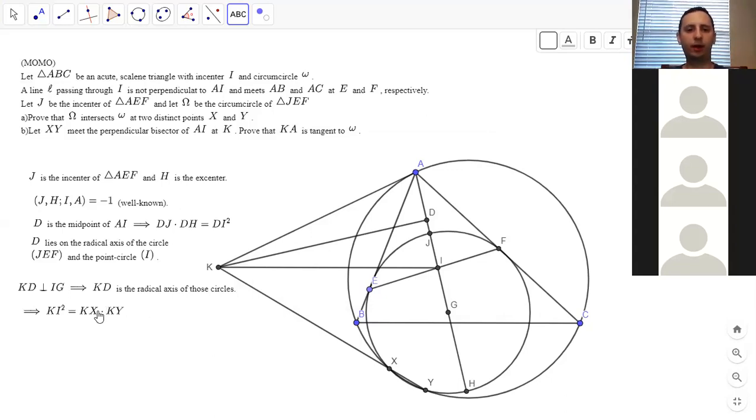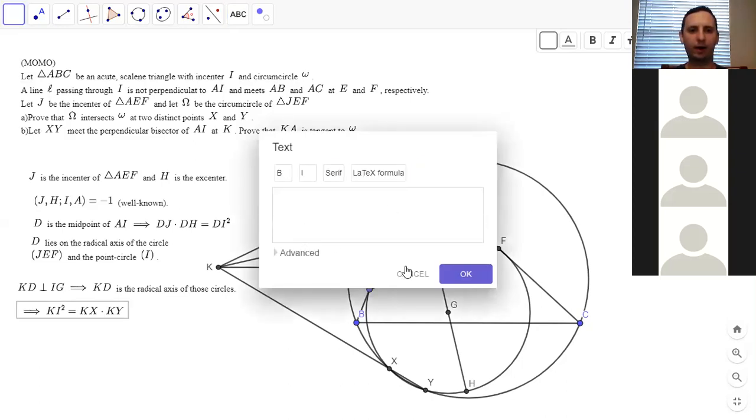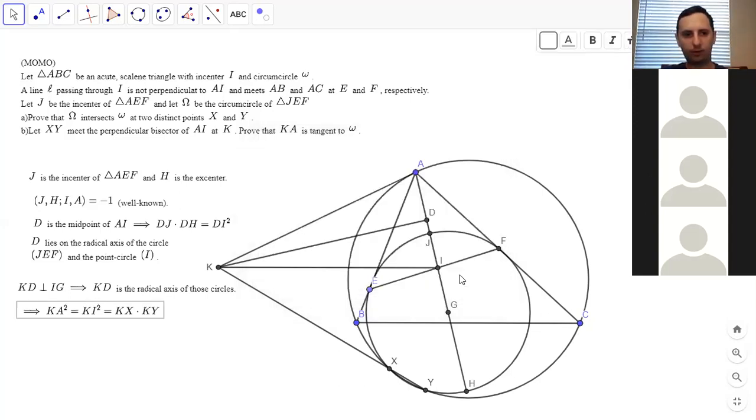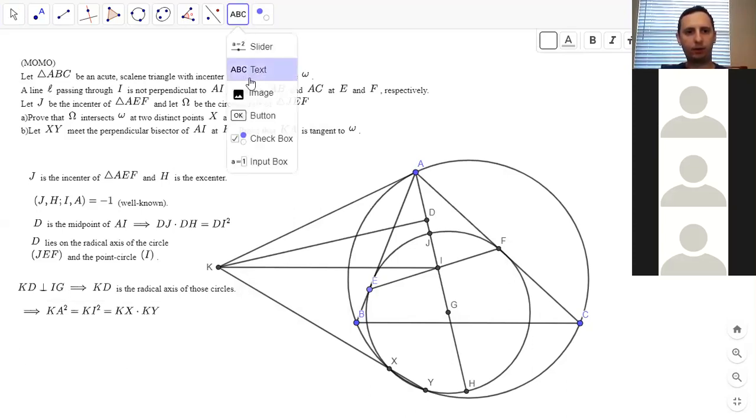Oh no, we're trying to prove KA is tangent. But if KI squared is KX times KY, and KI squared is KA squared too, because K lies on the perpendicular bisector. Oh, that's right. So we have KA squared is equal to KI squared is equal to KX times KY. And then that means that KA is tangent to omega.